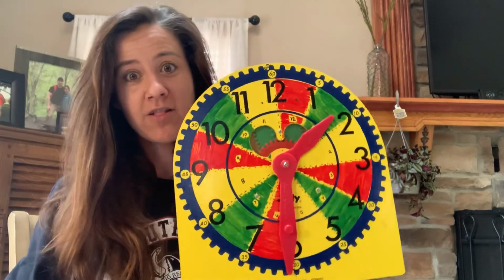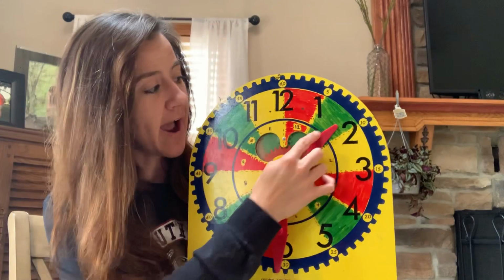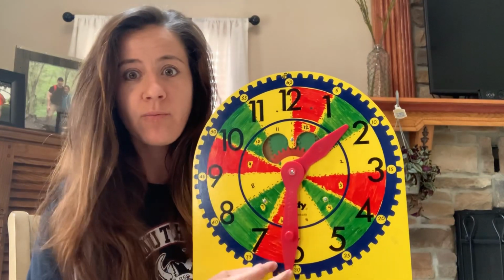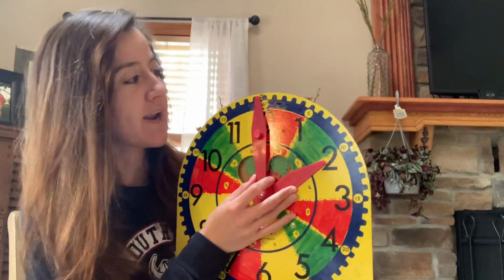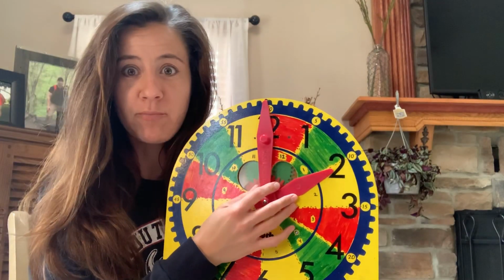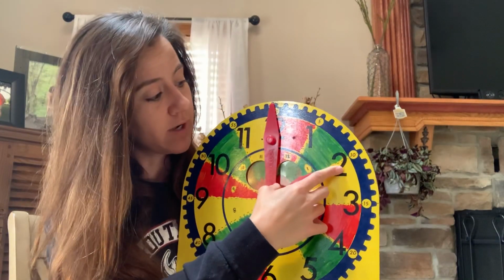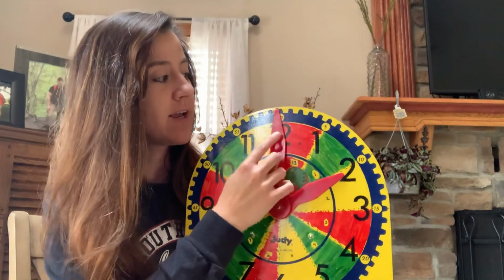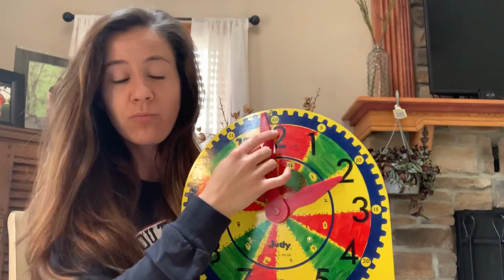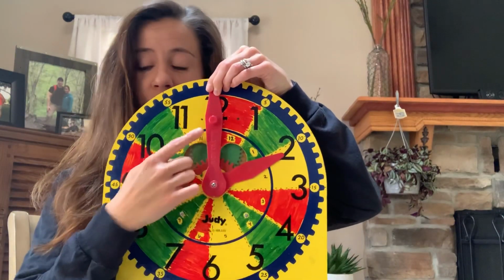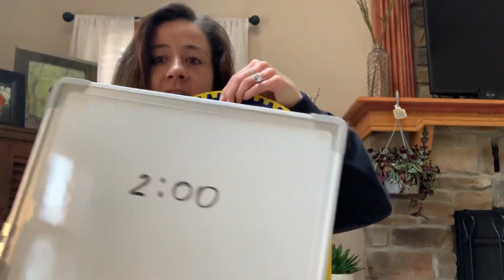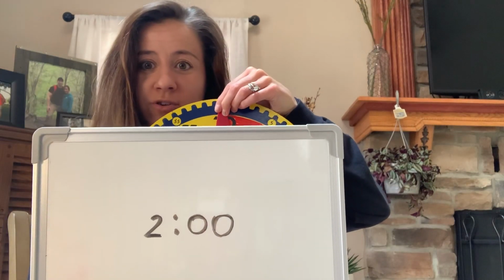This is an analog clock. So we have two hands. We have our hour hand, which is shorter, and we have our minute hand, which is longer. Now looking up here right now, this is an o'clock time. We have our hour hand pointing at the 2, and then our minute hand is pointing up at the top at the 12, which would be an o'clock. So this would say 2 o'clock, and we would write that this way, okay, 2 o'clock.